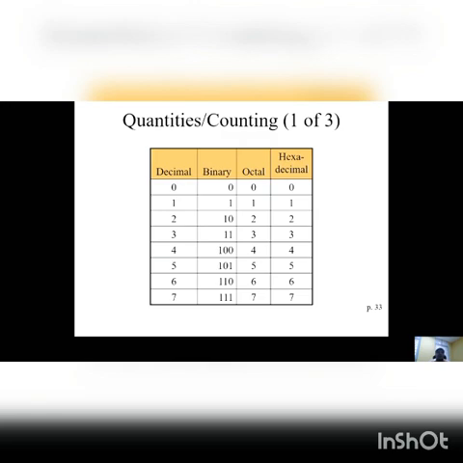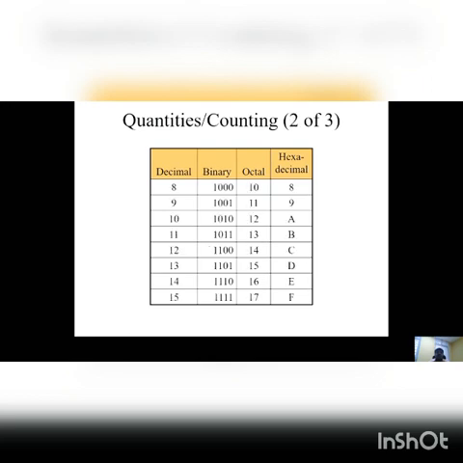Decimal is 2, binary is 10, octal is 2, hexadecimal is 2. Decimal is 3, binary is 11, octal is 3, hexadecimal is 3. Decimal is 4, binary is 100, octal is 4, hexadecimal is 4. Decimal is 5, binary is 101, octal is 5, hexadecimal is 5. Decimal is 6, binary is 110, octal is 6, hexadecimal is 6. Decimal is 7, binary is 111, octal is 7, and hexadecimal is 7.